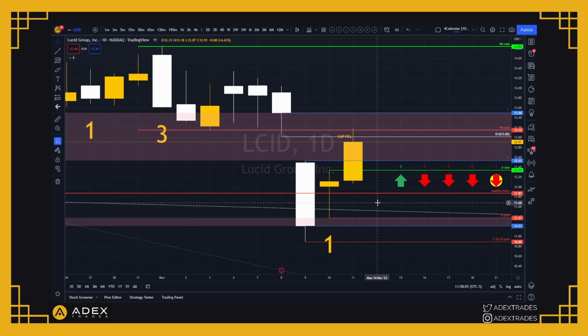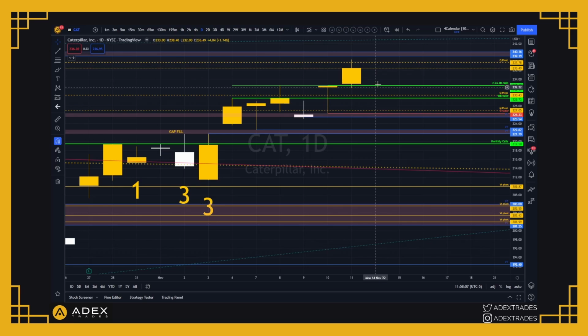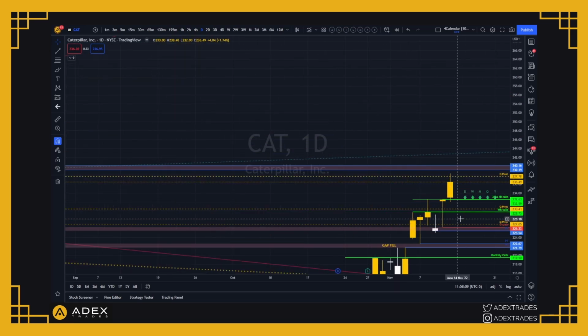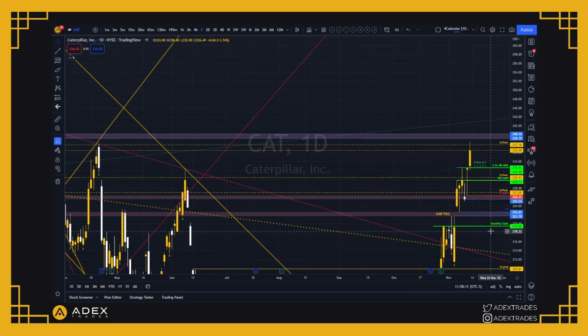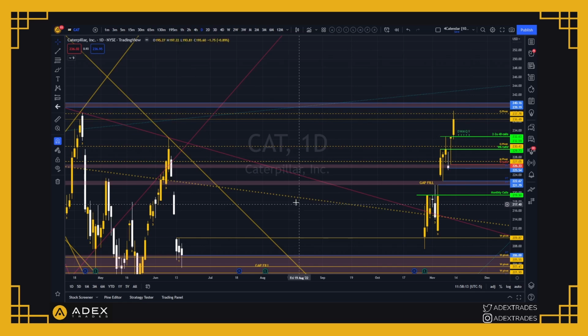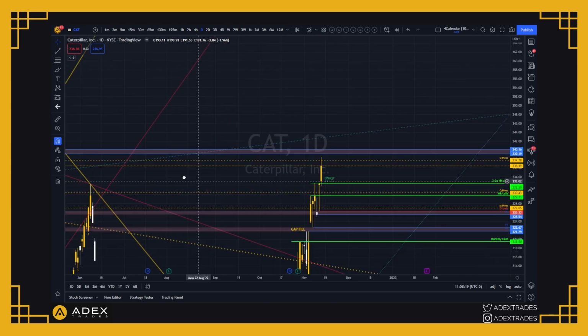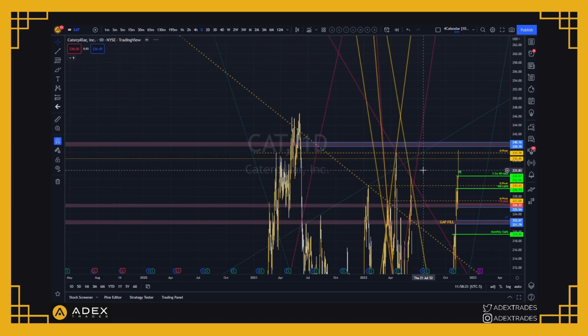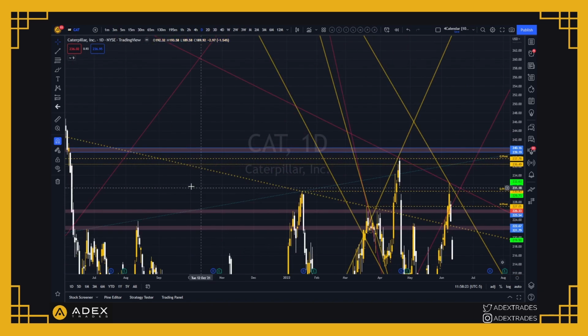What else? Was it Cat? We didn't quite reach the gap, but we've been reaching all the other gaps for Cat. We've been filling all these other ones. We filled this one right here. I've been marking all my Cat gap fill targets. Cat has another gap right here at 240. Right here, see?